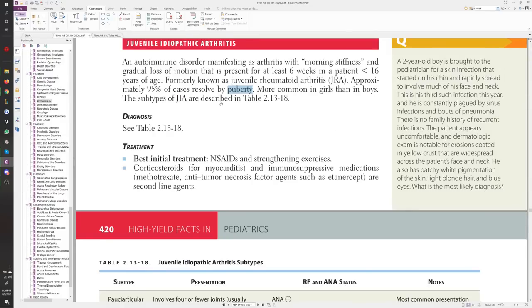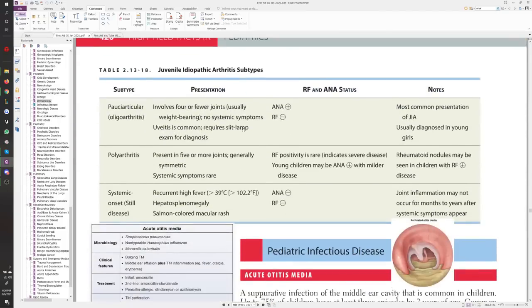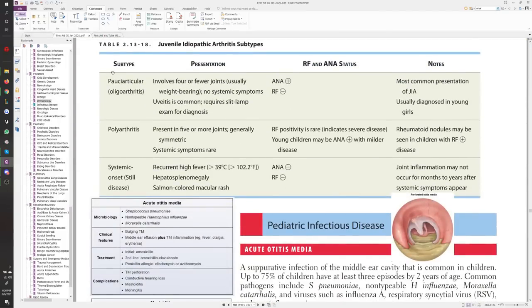The subtypes are described in table 2.13. So once again, we have some subtypes to look at, right? Pauciarticular, polyarthritis, or systemic onset. This was not in step 1. So pauciarticular, pauci usually means that's not heavily articular, like the opposite of super articular. So this means that it involves 4 or fewer joints, not that many, right? 4 or fewer joints, usually weight bearing, no systemic symptoms.